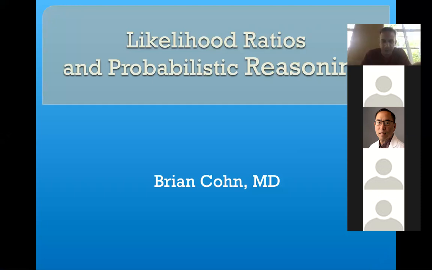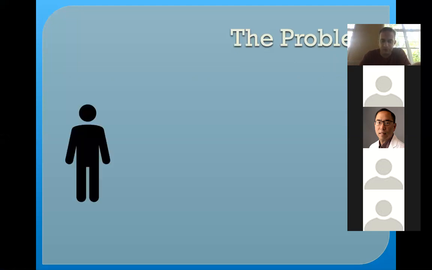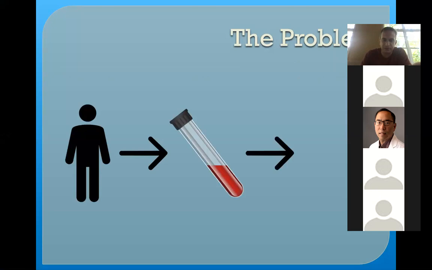up this morning. So the problem is that we start with a person, we have some disease on our differential that we're concerned this person might have. So we run a test, we get the results of that test, and then we're left with this big question mark. Does this person have the disease or not?